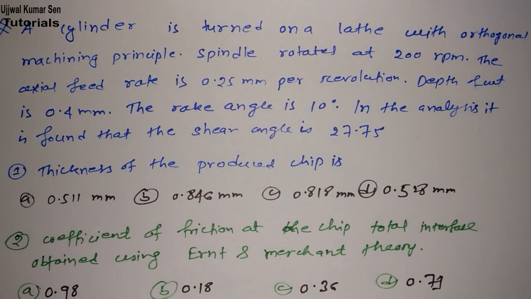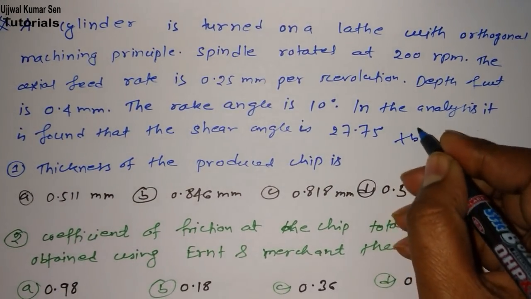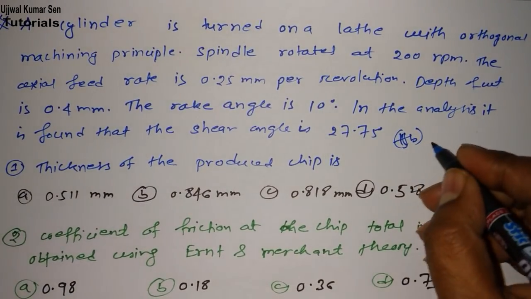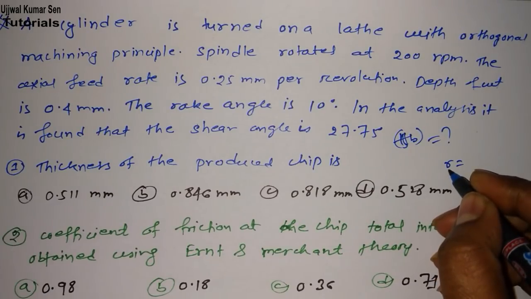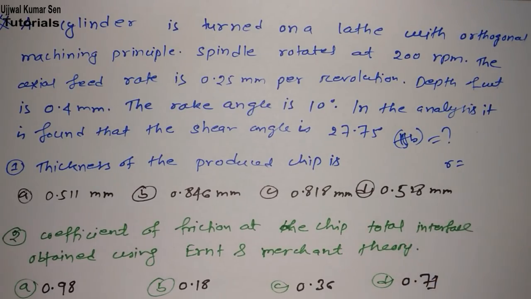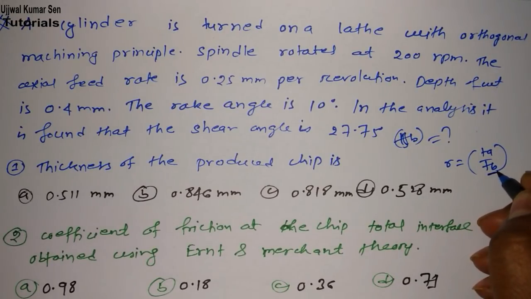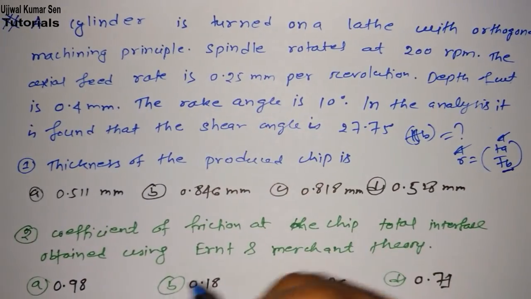If we have this type of question, it's really easy to solve, because you know what you need to find out. Here we have to find the thickness of the produced chip, that is TB, right? For finding TB, we have the formula for chip thickness ratio: R is equal to TA by TB. So to find TB, we need to know TA and R. Now let's find these from the question.